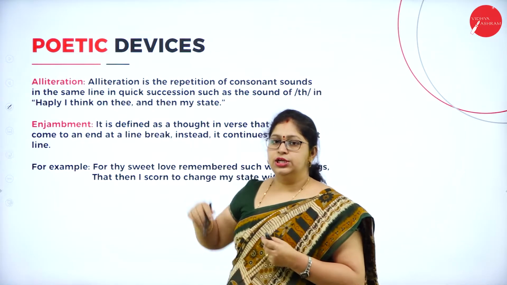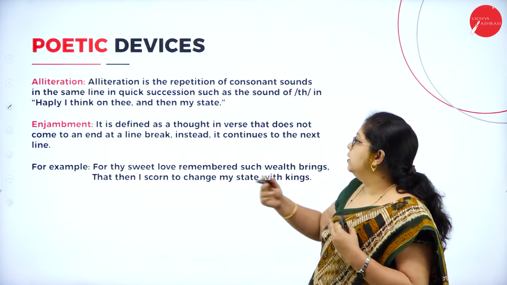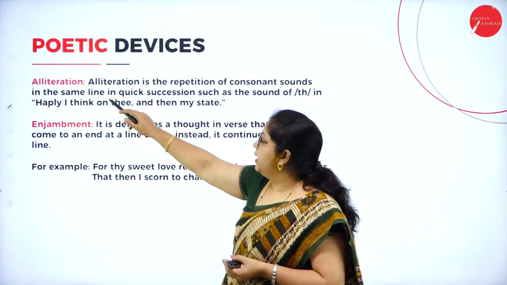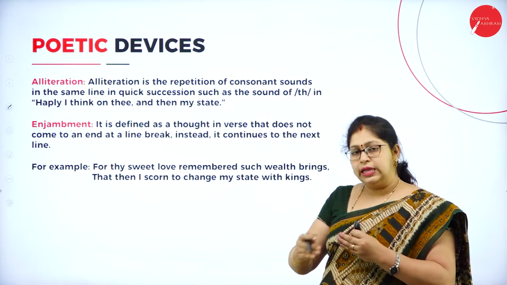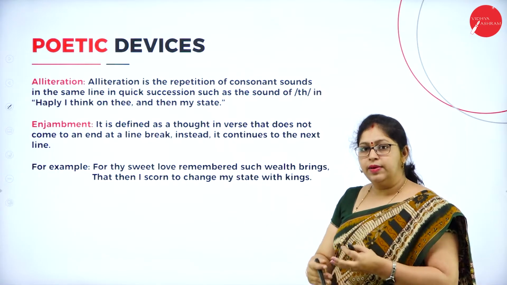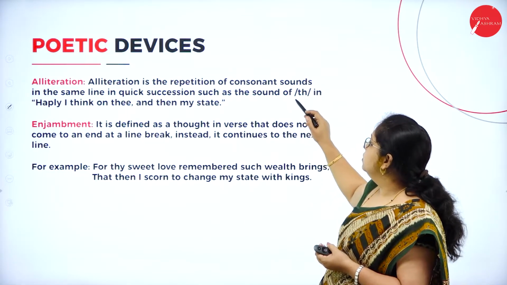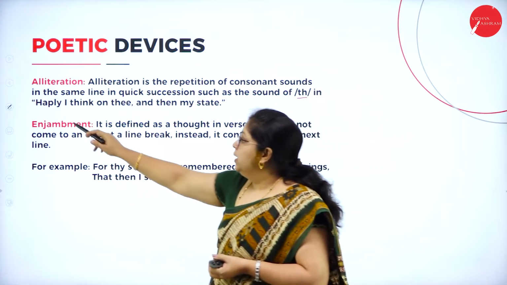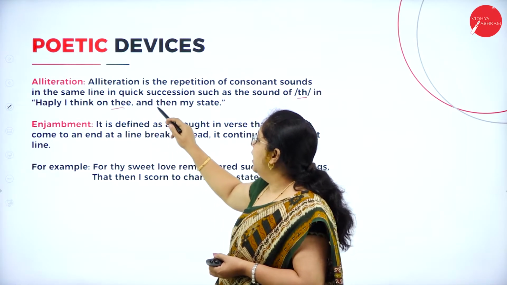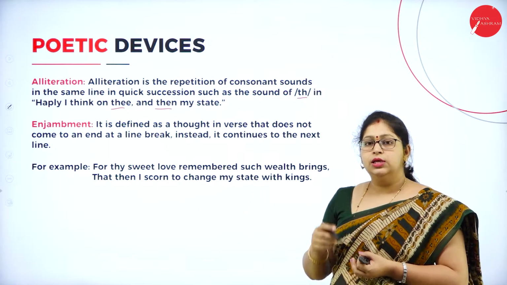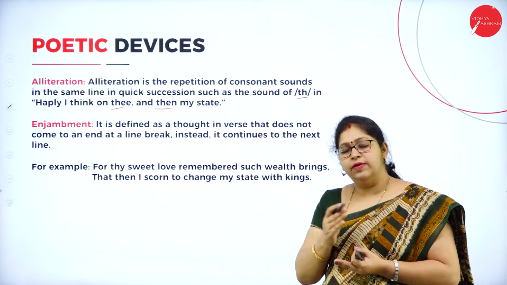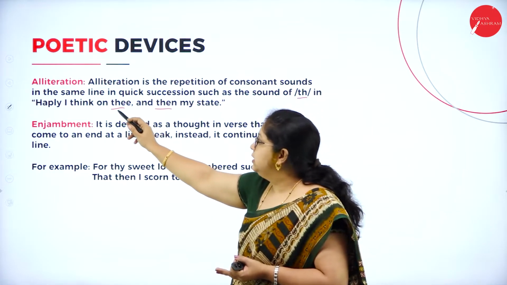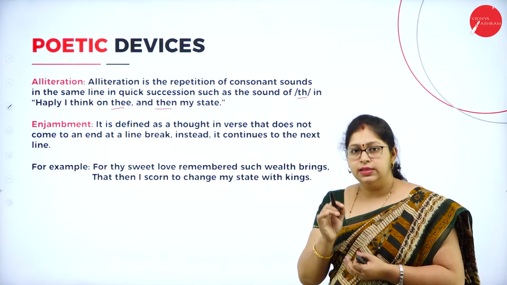Then alliteration. Alliteration means the same sounds are used. Alliteration is the repetition of consonant sounds in the same line in quick succession. So in the very next line, the same sounds will be coming. That is known as alliteration. Here the sound of th is used: "Happily I think on thee, and then my state." Very soon, in quick succession, the sound of th is used, where thee and then words come with that sound.